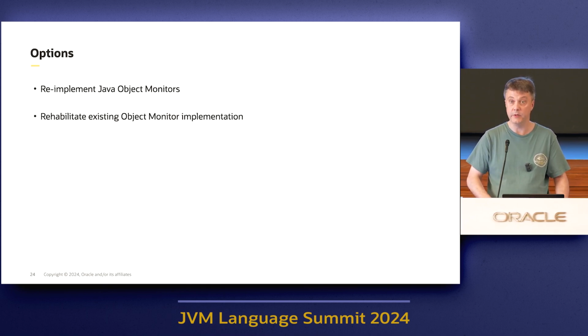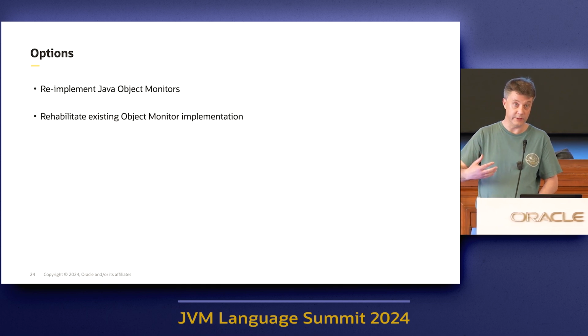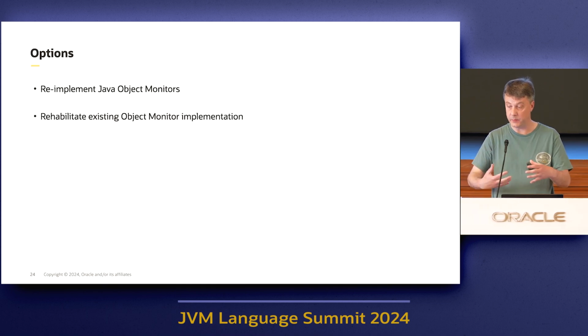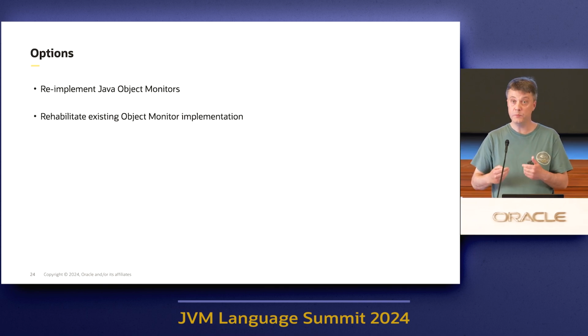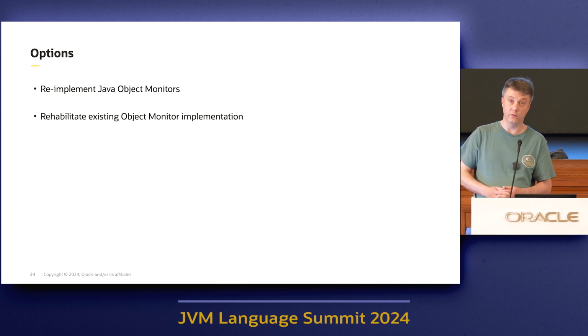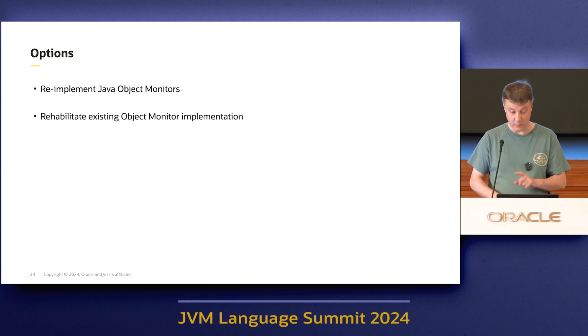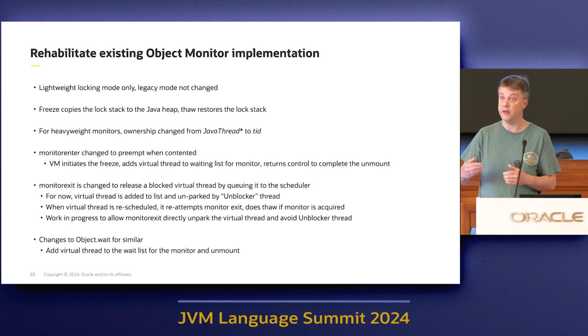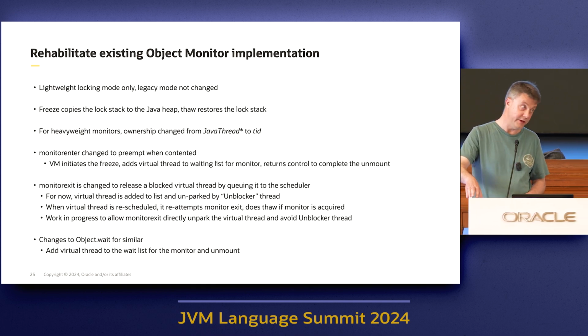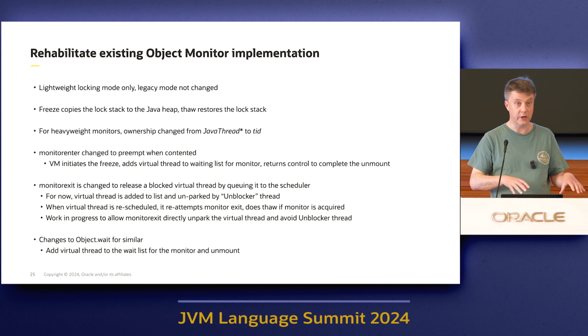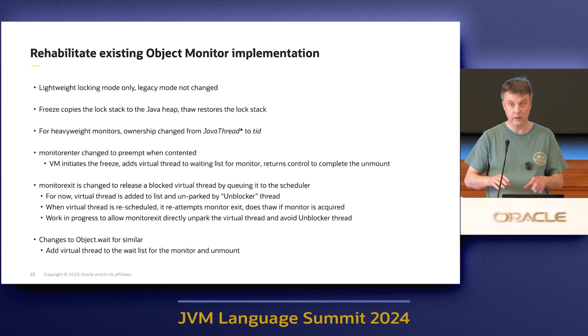the HotSpot runtime team. He was doing work on some of the force preemption that we had in the prototype, and made some observations that the existing object monitor implementation could be adapted to work with virtual threads. And that work has been happening over the last year, and I want to talk a little bit about that. So what he's been able to do is essentially get the existing implementation of object monitors in the VM to actually work with virtual threads.